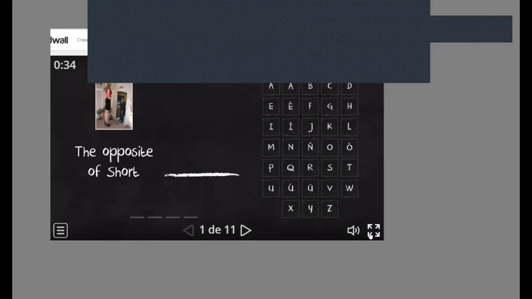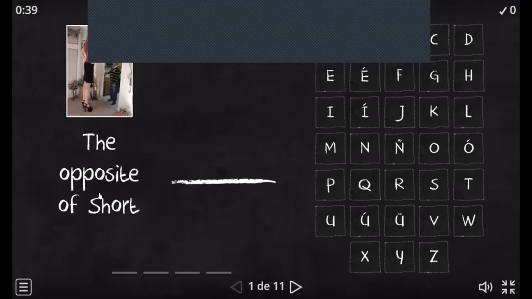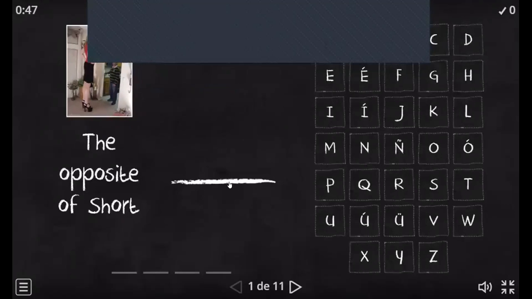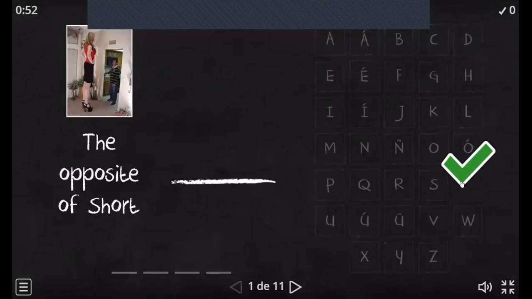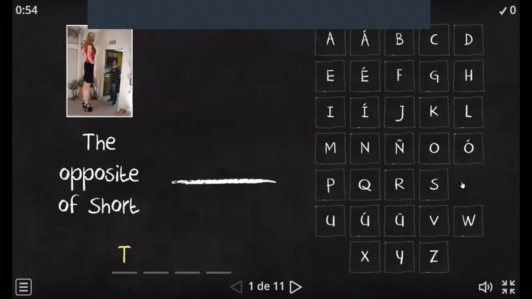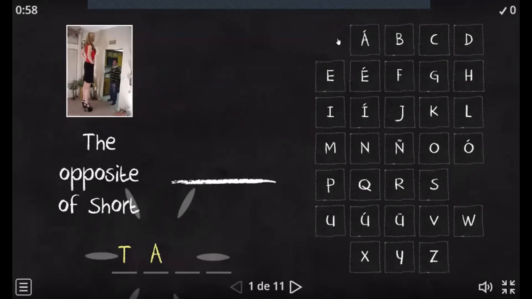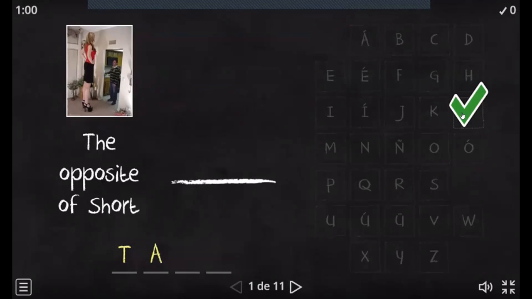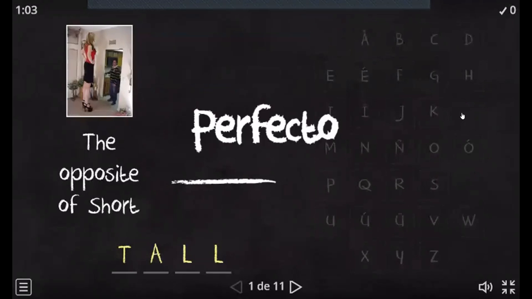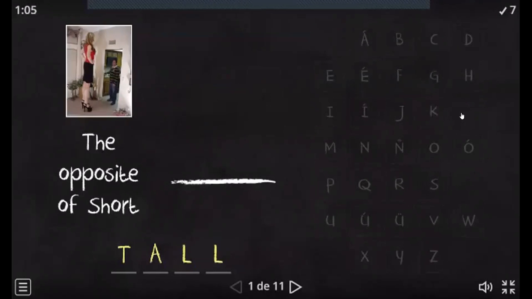Okay, this is a practice, and we're gonna find here the opposite of short. What's the opposite of short? Okay, look at this picture. What's the opposite of short? Tall. That is tall. Good. So the first letter is T. Next one. A. L. L. Very good. Perfect.